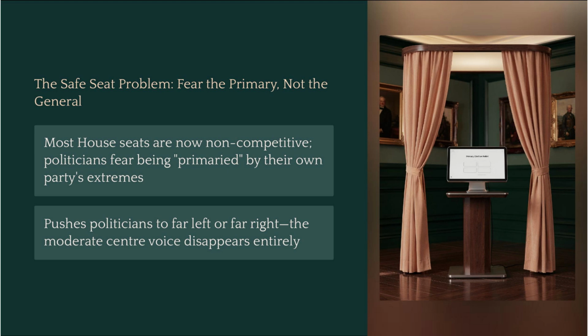They fear the primary. Their only threat comes from their own party, someone more extreme, running against them from the right or the left. This pushes politicians to the extremes. If you compromise, you get primaried for being too soft. The moderate center voice disappears entirely because there are no moderate districts left to elect them.